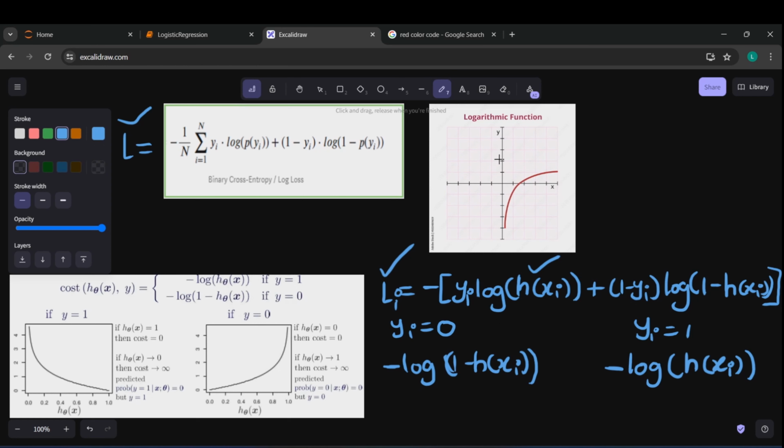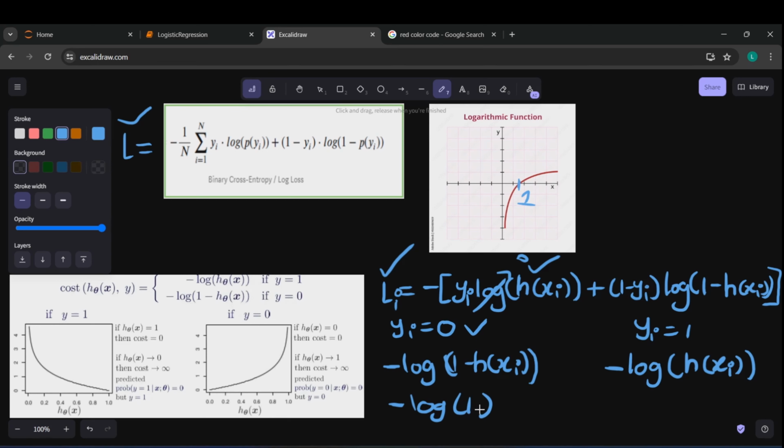Now if you don't know, the logarithm function looks like this. The log value will be 0 at 1, and if it is less than 1, it approaches minus infinity. Now let's say we are making some prediction and our true value is 0. If the true value is 0, this term becomes 0, and we will end up only with this term, which is minus log of 1 minus h of xi. Now let's say our model did some correct prediction, which is a number closer to 0. So this becomes close to log 1.